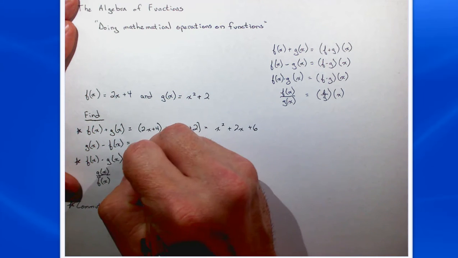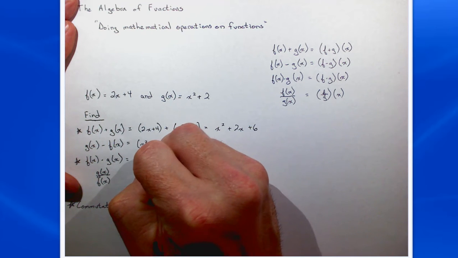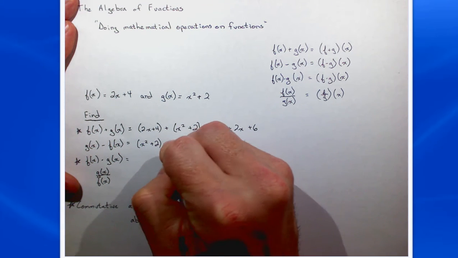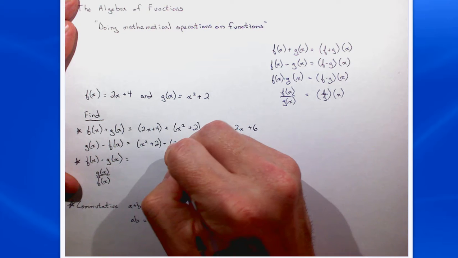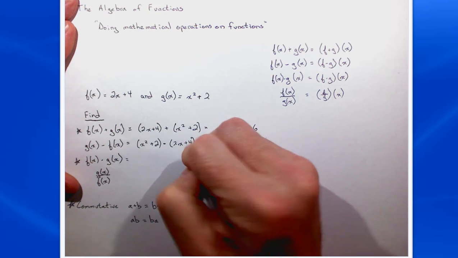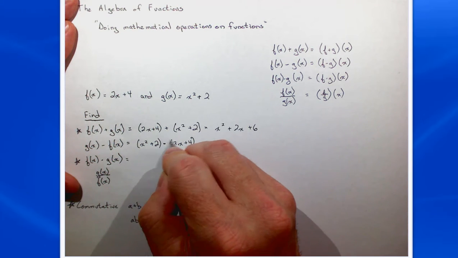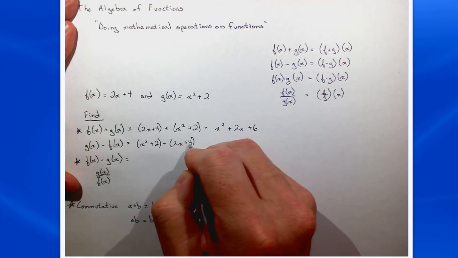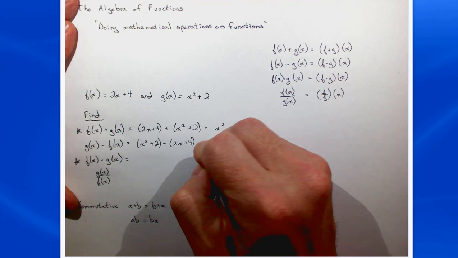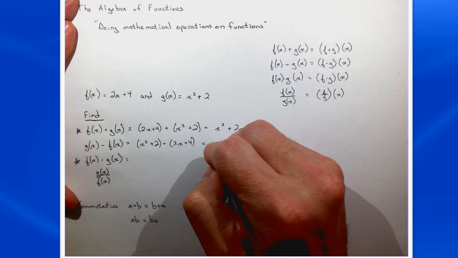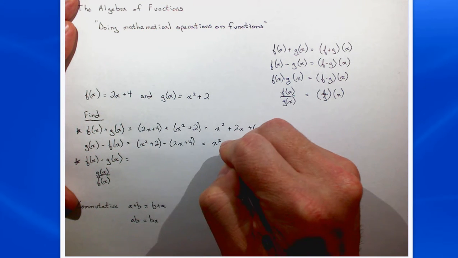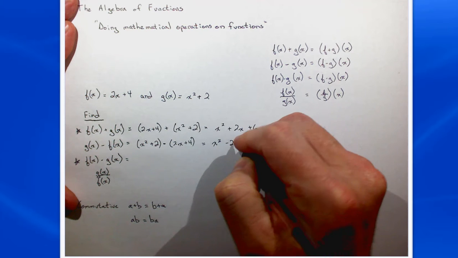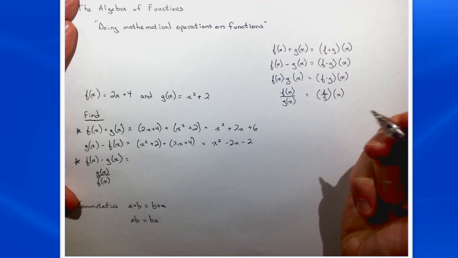g of x, that is x squared plus 2, minus f of x, which is 2x plus 4. Subtraction, I'm going to have to make sure that I distribute that negative sign to both of the terms in there. So both of these, since they're both positive, become negative. So what I'm looking at here is x squared minus 2x minus 2.